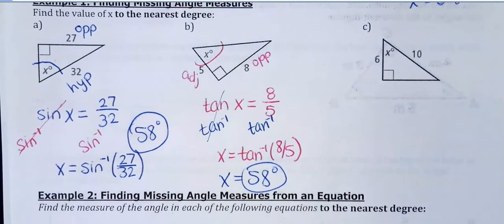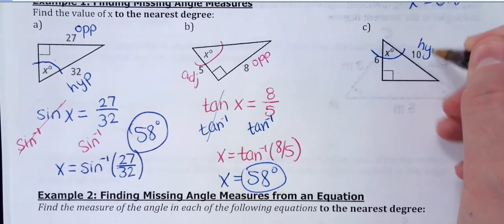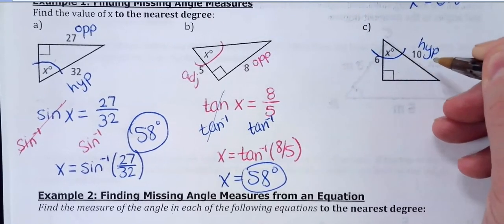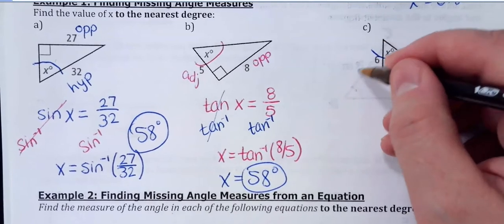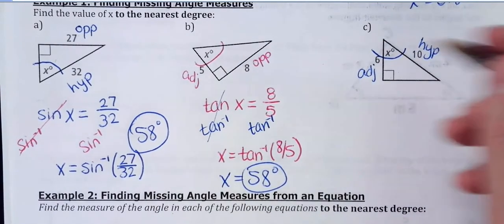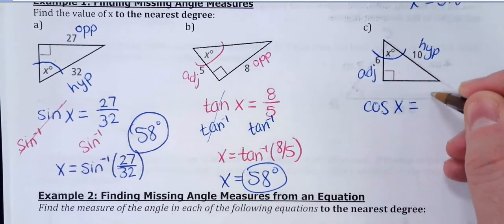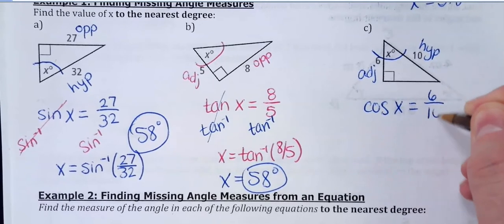And I have one more. So find your angle. 10 is the hypotenuse there. It's across from the right angle, so it's the longest side. 6 is attached to that angle we're looking at, so that's adjacent. So adjacent and hypotenuse is going to tell me cosine. So cosine of my angle is adjacent, which is 6, over hypotenuse, which is 10.